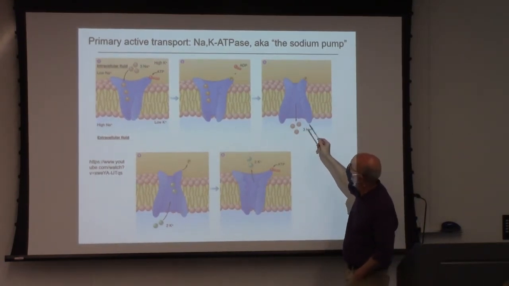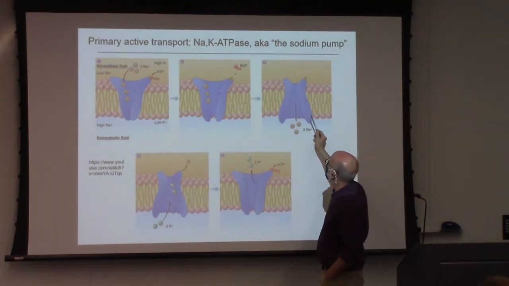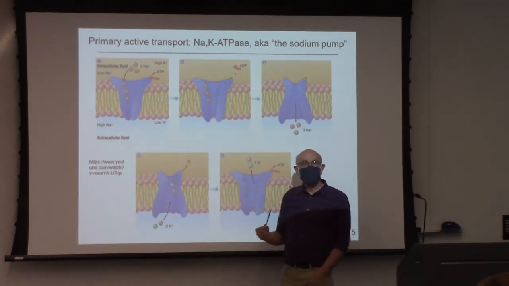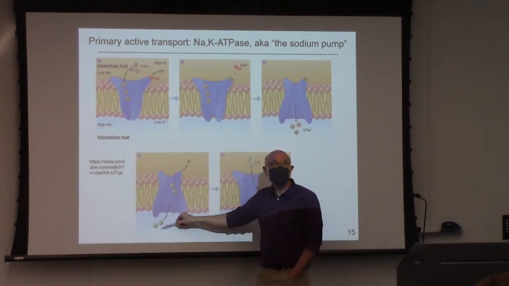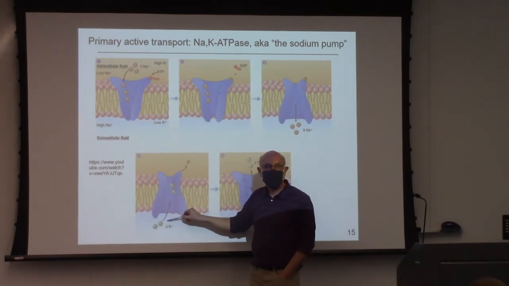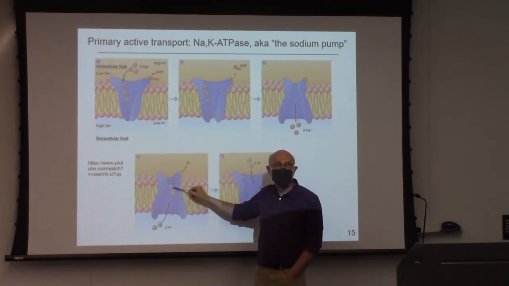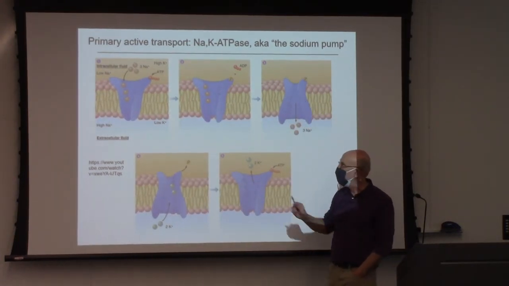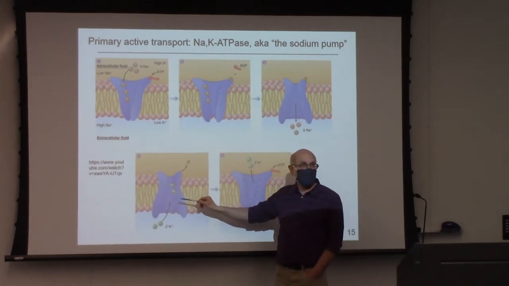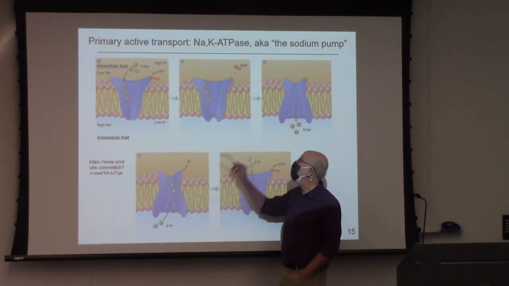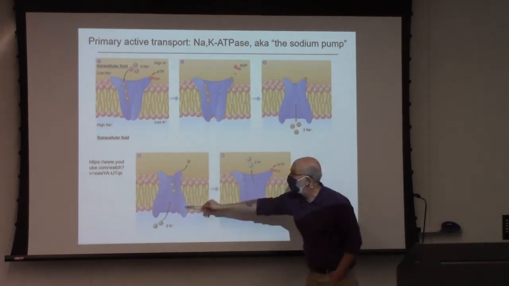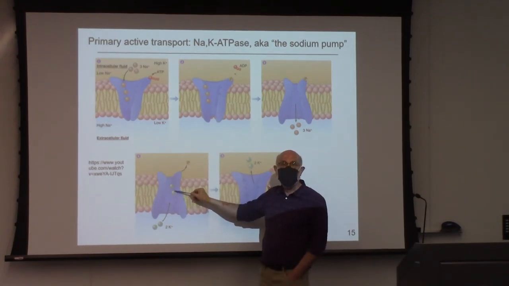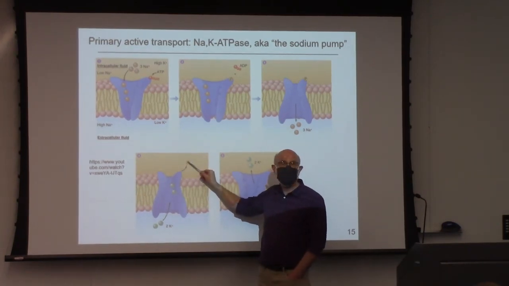Okay, now there is an arrow between this conformation and this conformation. Well, I'm going to do this one. We have potassium ions that diffuse and bind to the potassium binding sites of the protein because they have high affinity for potassium in this configuration. Binding causes dephosphorylation.